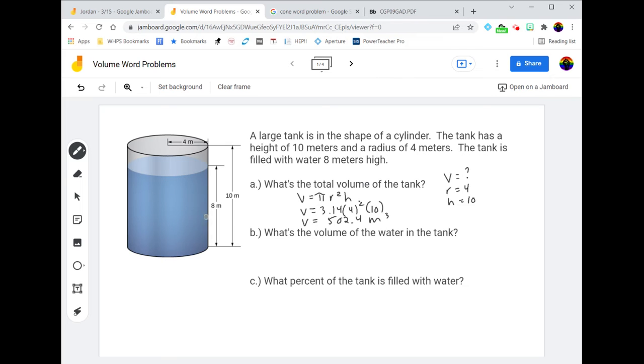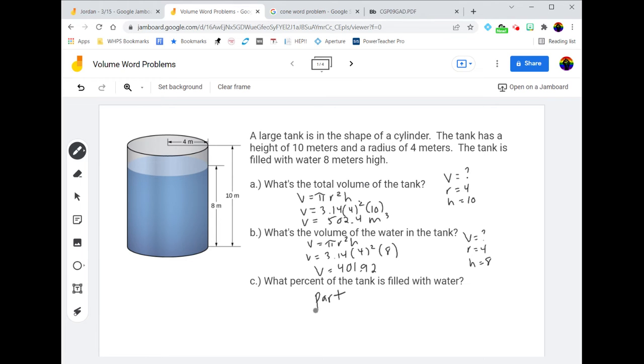Next, I'm going to focus on the part that's water. Still focusing on a cylinder, pi r squared h. We don't know the volume. We know the radius is 4 and the height is 8. Plugging those values into the formula, we get 3.14 times 4 squared times 8, which we plug into our calculator to find that the volume of just the water is 401.92.